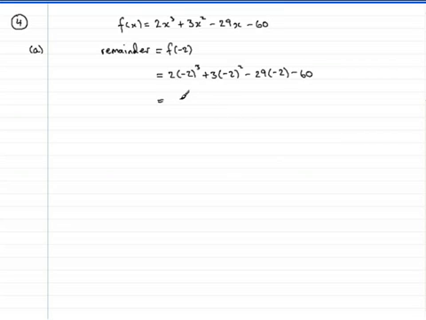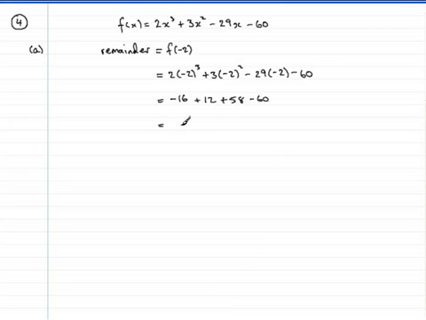I'm just going to break it down, however, into smaller steps, just so you can check if things did go wrong. Minus 2 cubed is negative 8 times 2 is minus 16 there. And then we're going to have minus 2 squared, which is 4. 3 4s are 12. Minus 29 times minus 2 is plus 58. And then we have the minus 60 on the end.